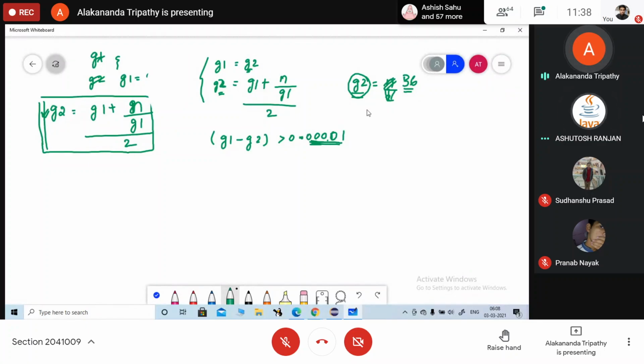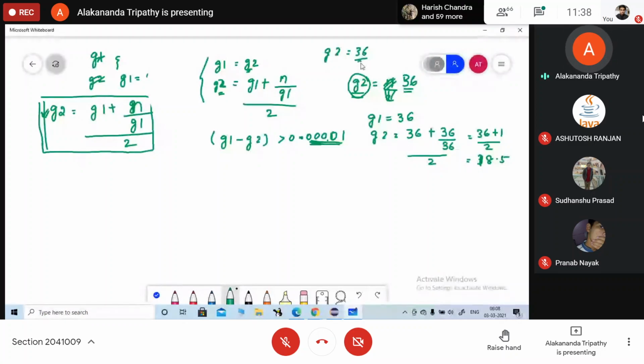मैम समझ में कैसे आ रहा है? देखो कैसे, देखो ये हो गया क्या? G1. G1 में अभी तुम्हारा कितना आ गया? 36. G2 में कितना आ गया? 36 प्लस 36 बाई 36 डिवाइडेड बाई 2 कितना आ गया? 36 प्लस 1 बाई 2 कितना हो गया? 18.5. ठीक है। Yes, ma'am. अगर मैं डायरेक्टली G2 में 36/2 सेट कर दूंगी तो कितना आ रहा है?